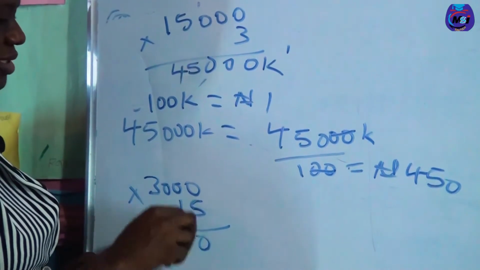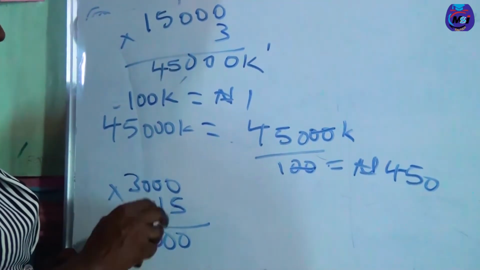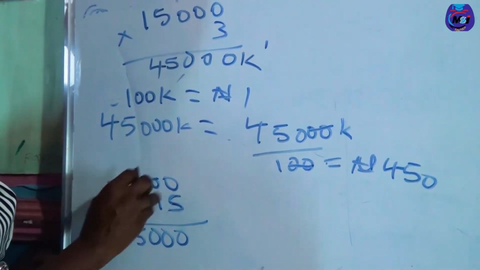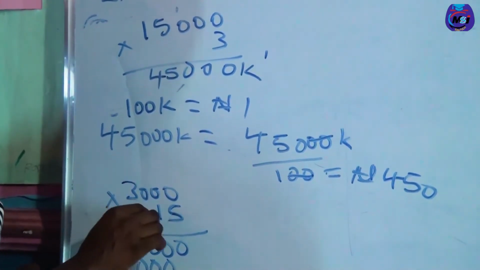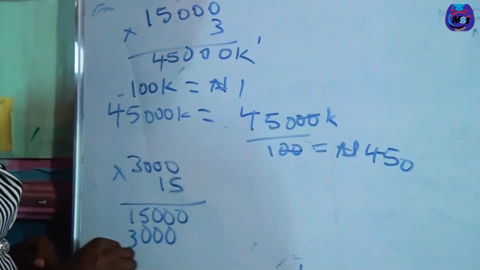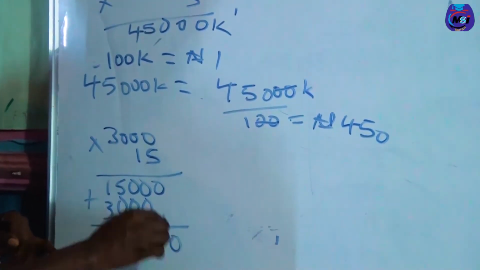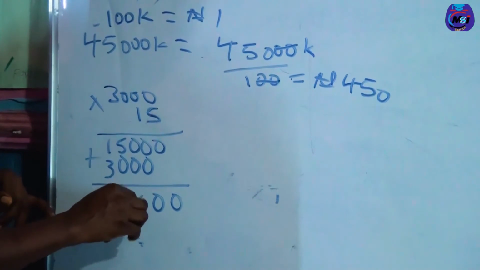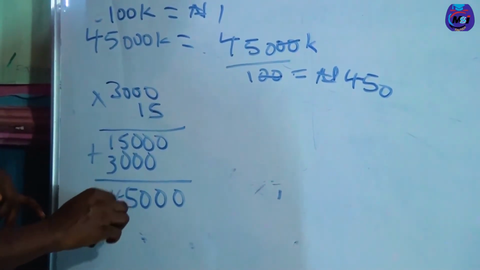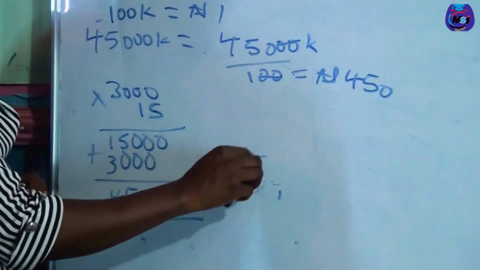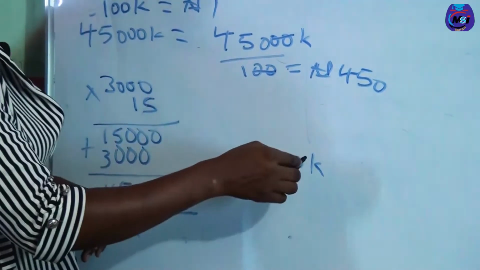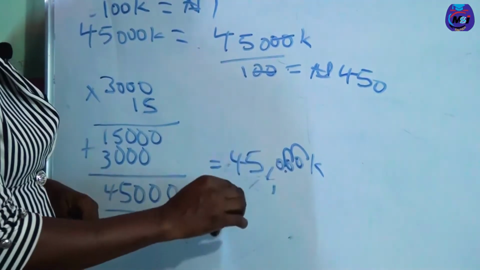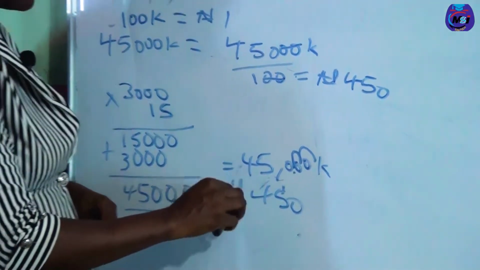5 times 0, 0, 0, 0, 5 times 3, 15, 1 times 0, 0, 1 times 0, 0, 1 times 3, 3. So by the time we add this together, we have 0, 0, 0, 5, 4. 45,000 kobo. By the time we divide by 100, 1, 2, giving us 450 naira.